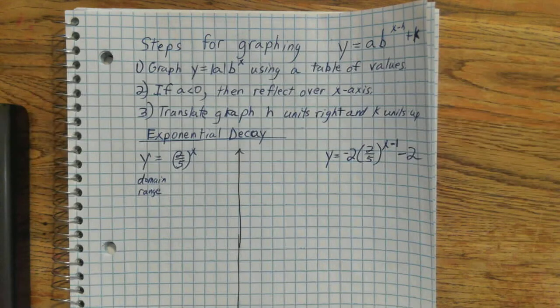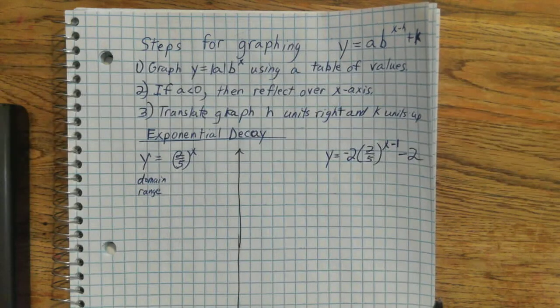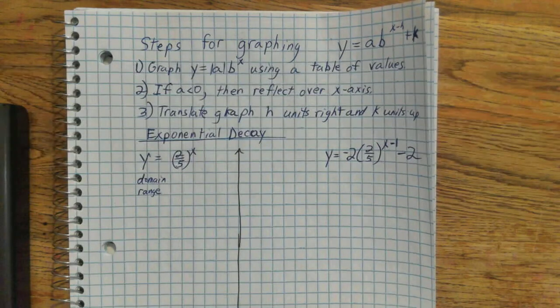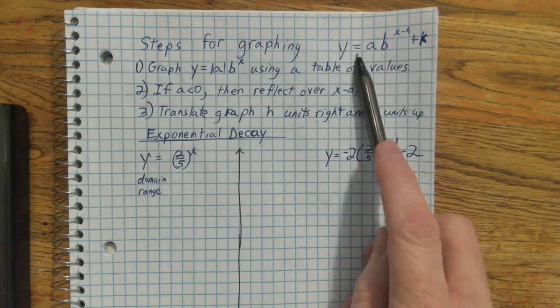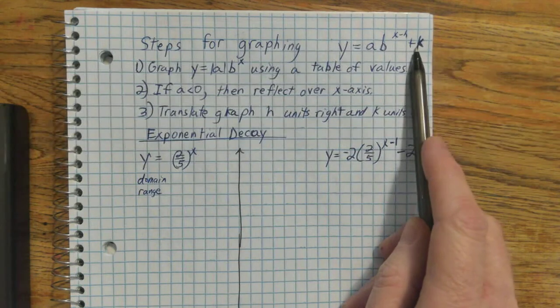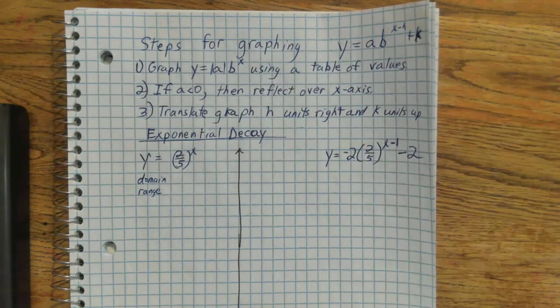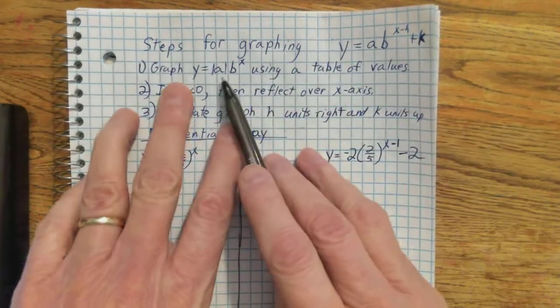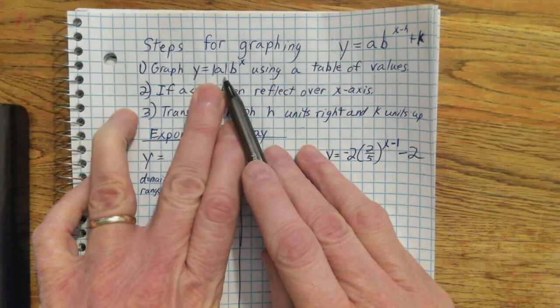This may be one of the last lessons we have for these videos. We may have a review video before our last test, but we're talking about steps for graphing y equals a times b to the x minus h plus k. You have that in your notes. I did kind of add to it a little bit from the notes from the previous day.